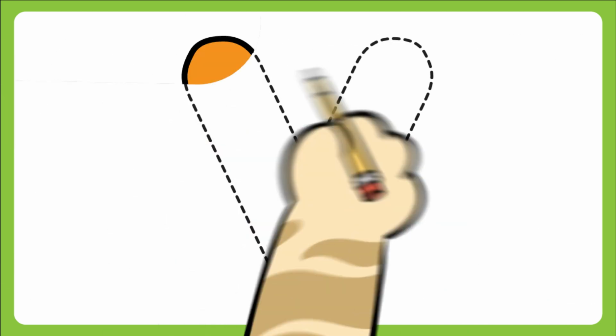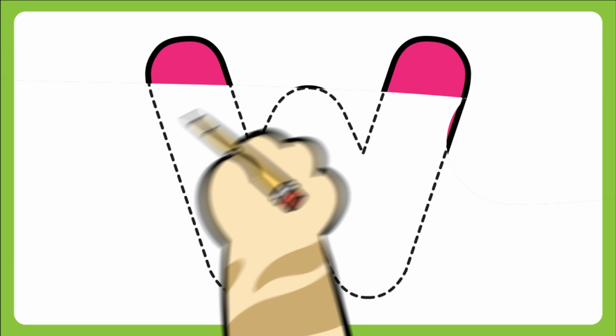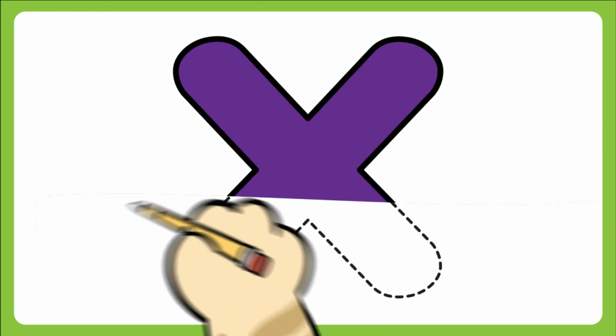U for unicorn. V. V for violin. W. W for whale. X. X for X-ray. Y.